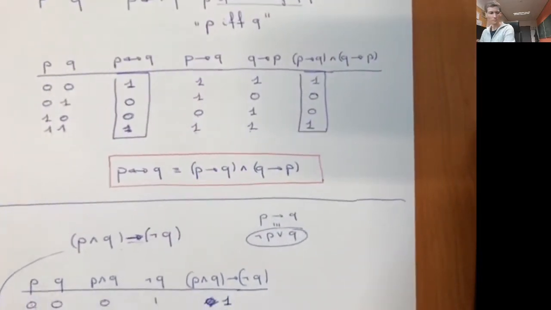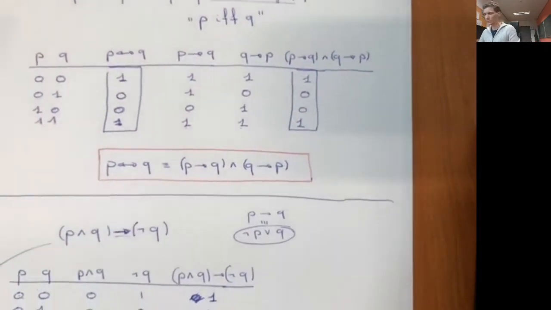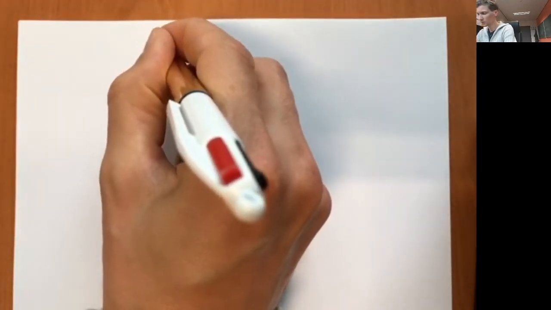Okay, so these are the ways of propositional logic with connectives. We're going to introduce two additional symbols mainly to make our life easier, and these symbols are called quantifiers.